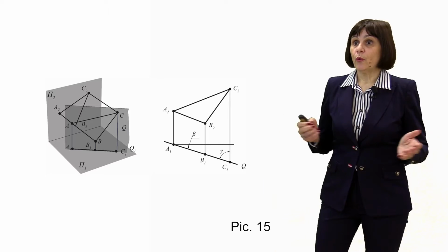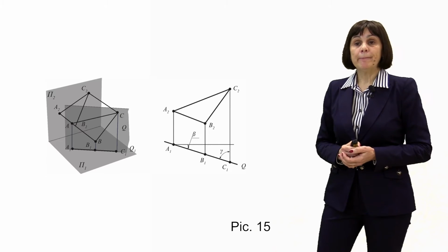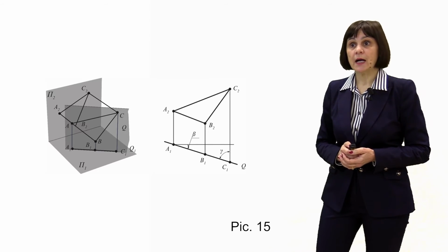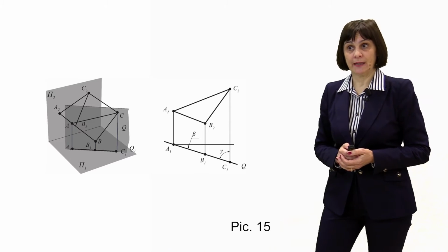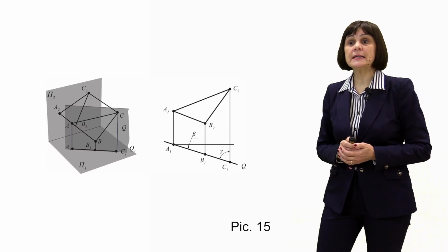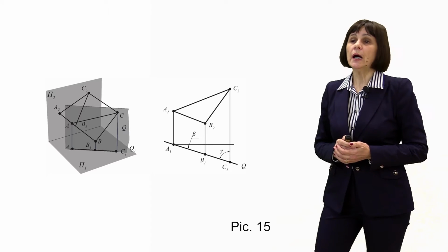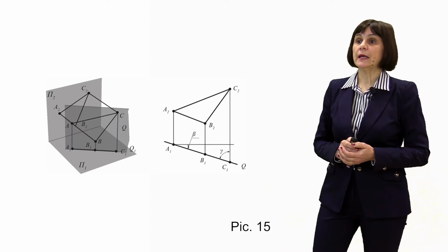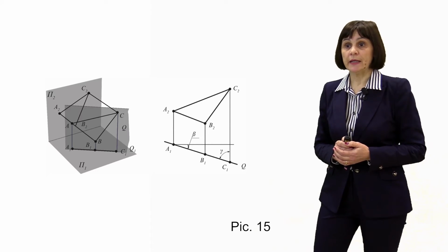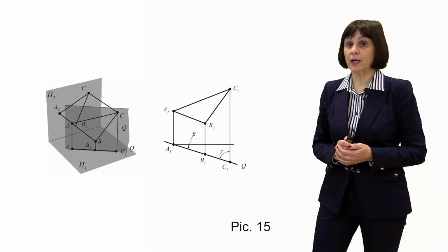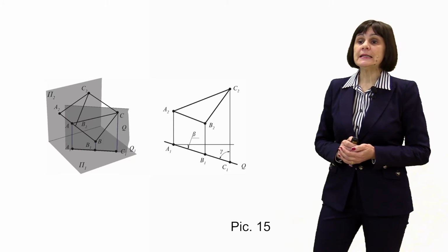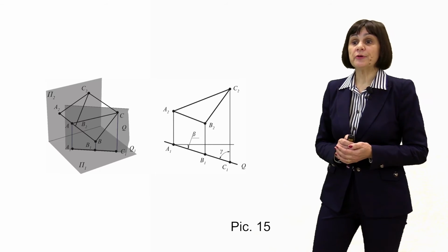Another type of the planes. Planes perpendicular to one of the projection planes are called projecting planes. On this drawing, we can see the example of a horizontal projecting plane. It is a plane perpendicular to the horizontal plane of projection, pi1. The horizontal projecting plane is given by the horizontal trace of the plane.